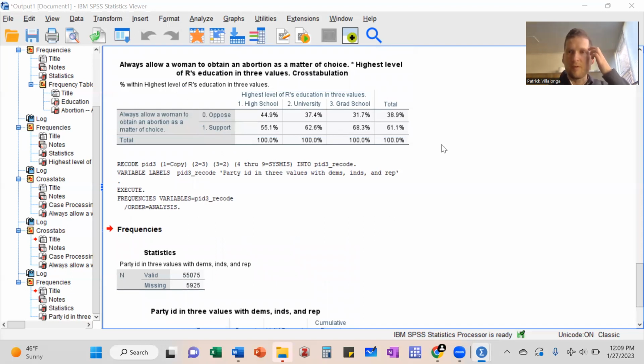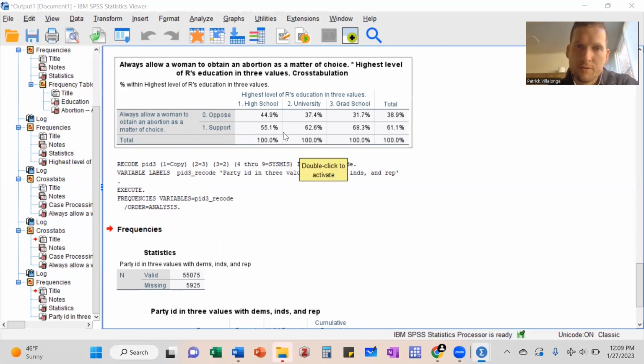In the previous video on cross tabulations, we were looking at how people's education levels affect their support of abortion rights. Notice here, as education increases, so does support for abortion as a matter of choice. We go from 55% in high school to 62% in university to 68% in grad school. That's how many people support, and we see an increase in support as we go up in education level.